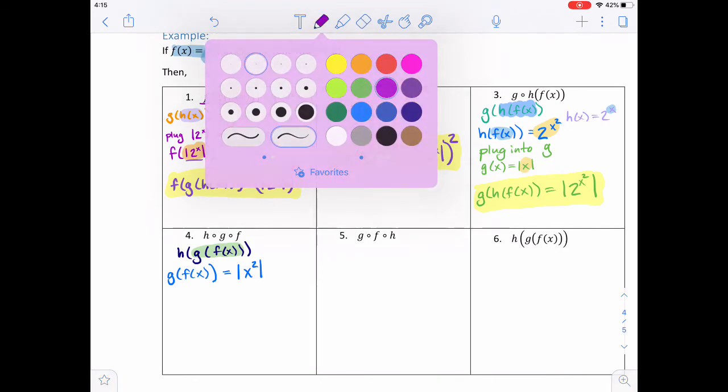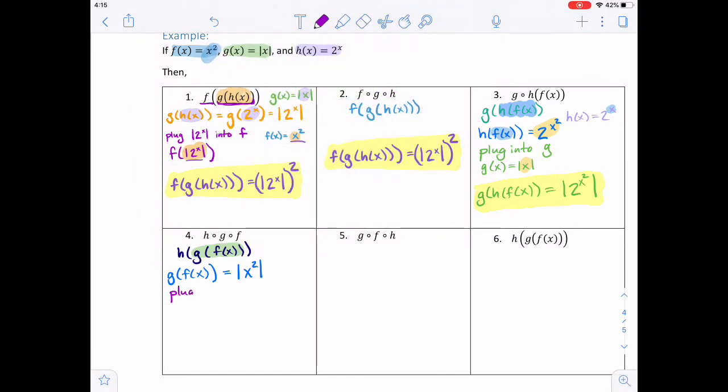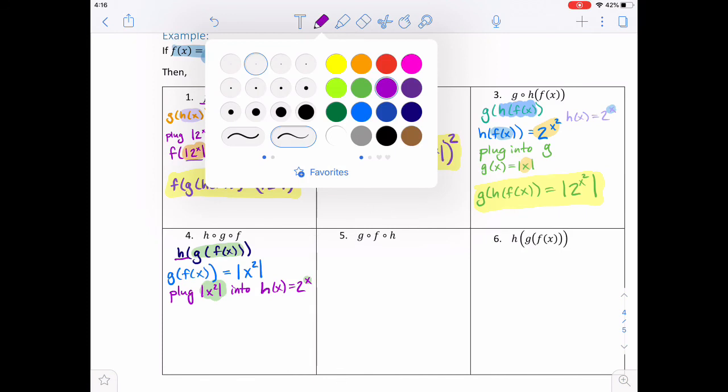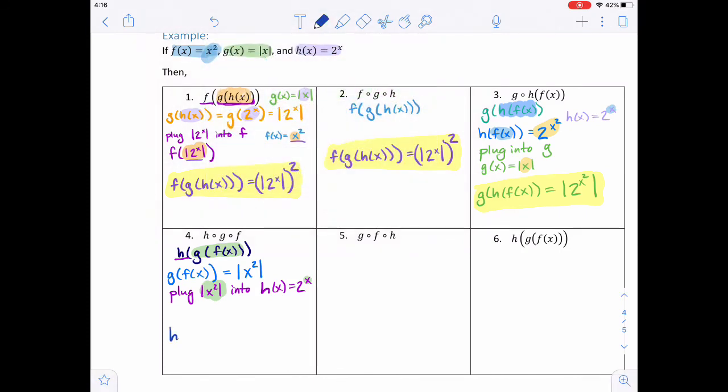Now we gotta plug that. Plug absolute value of x squared into h, because that's on the outside, and h of x is 2 to the x. So that means that instead of x, we're going to have absolute value of x squared. And so our result for h of g of f of x is 2 to the absolute value of x squared.